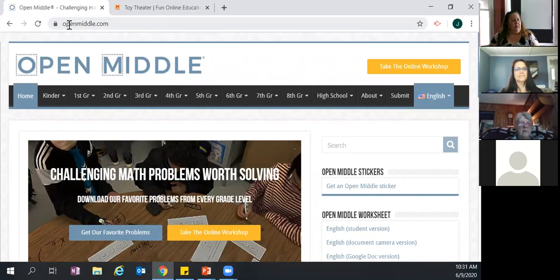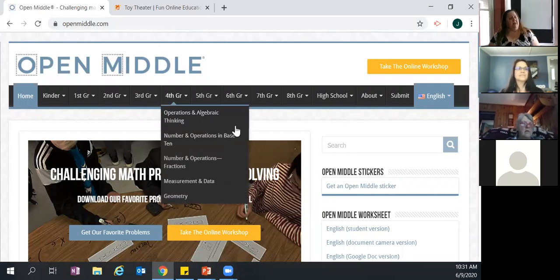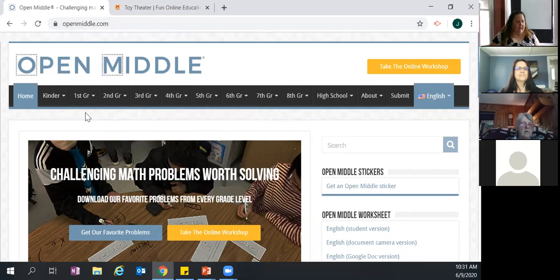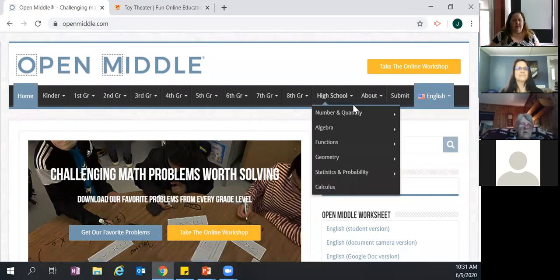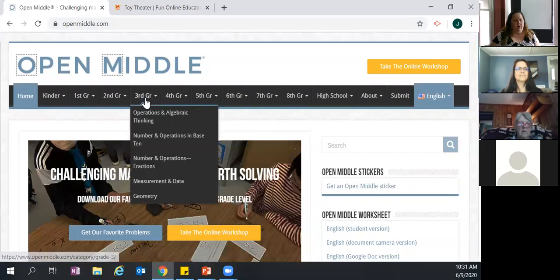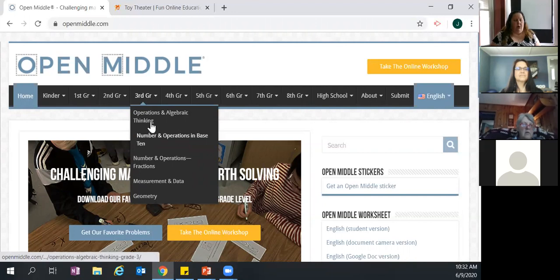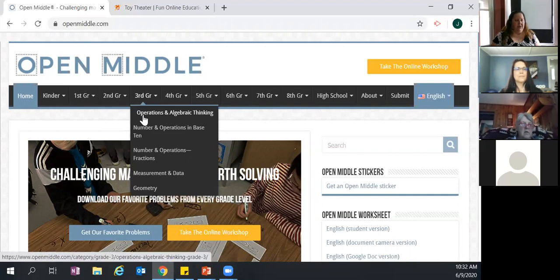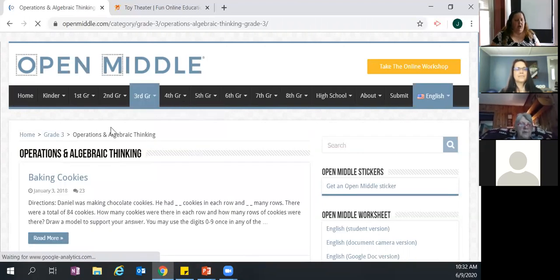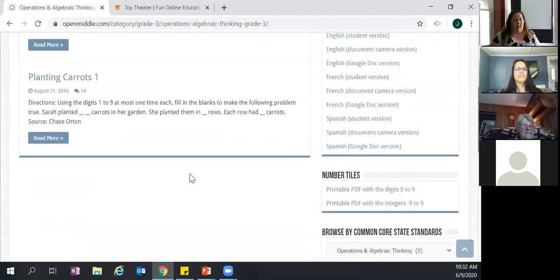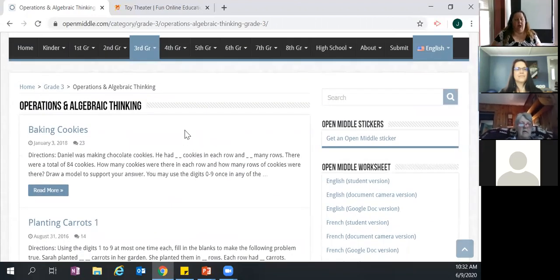So this is openmiddle.com, and on openmiddle.com, you can see the grade levels span across the top here. It goes right up through high school. And as I span over one of the grade levels, it gives me the strands that I can think about. So operations and algebraic thinking, number and operations in base 10, number and operation fractions, data and measurement, and geometry. So if I click on 3rd grade operations and algebraic thinking, it's going to open up all of the puzzles that they have on Open Middle that relate to grade 3 operations and algebraic thinking.